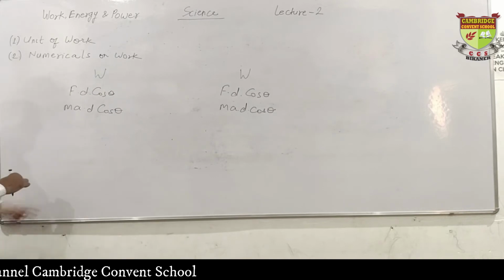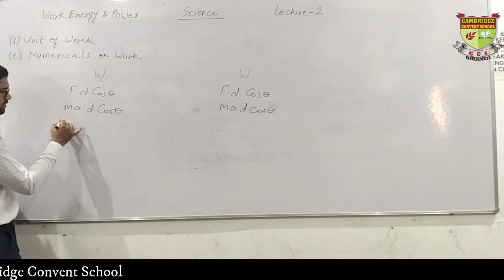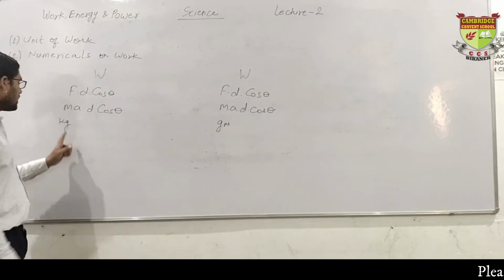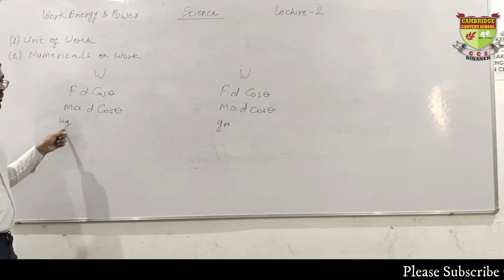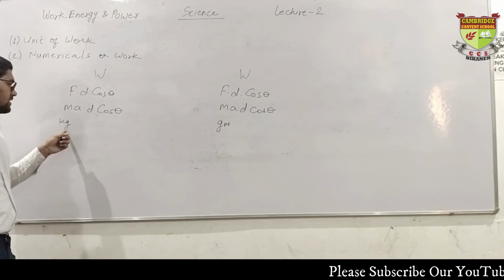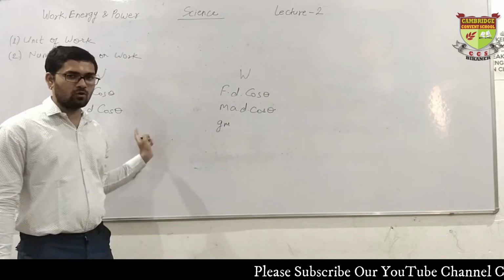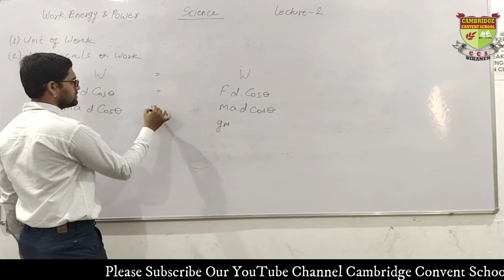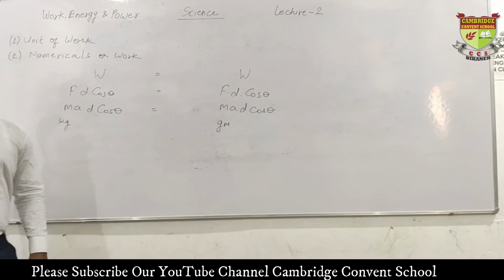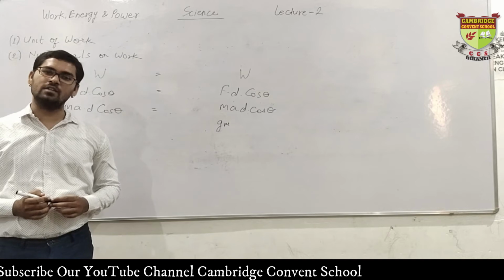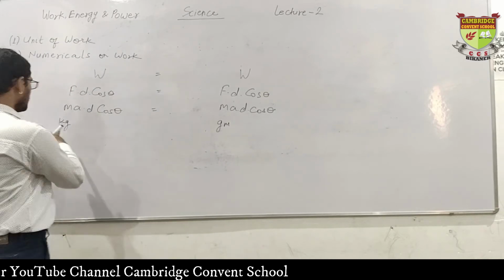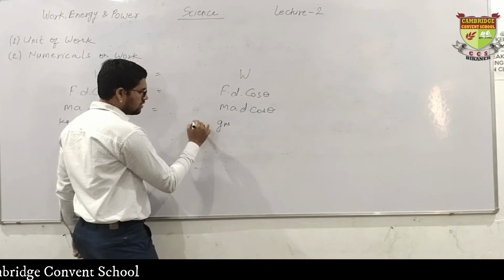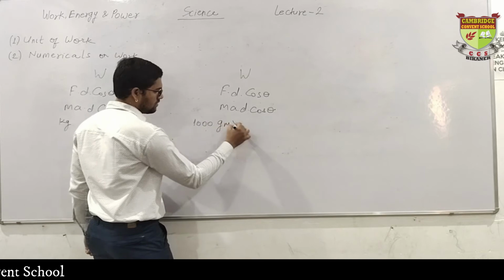Clear? Now what? Mass here is in kg, here in grams. But how many grams are there in 1 kg? I have to make an equal sign everywhere. I am trying to tell you how many erg there are in 1 joule. There is 1 kg. How many grams are there in 1 kg? 1000. Multiply.